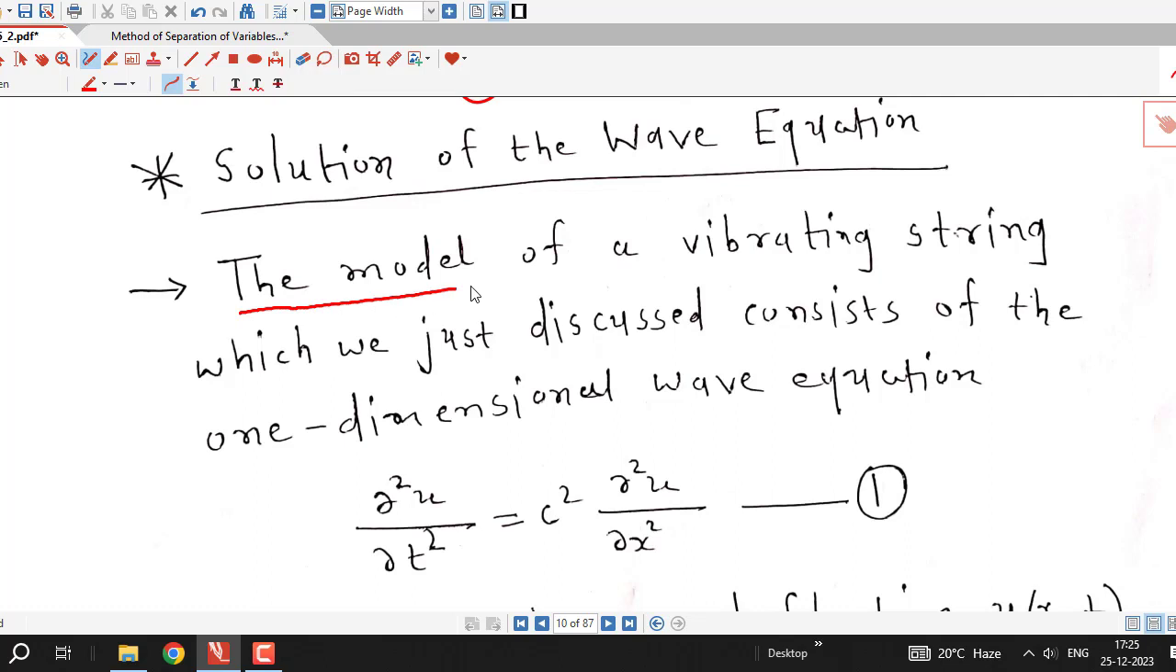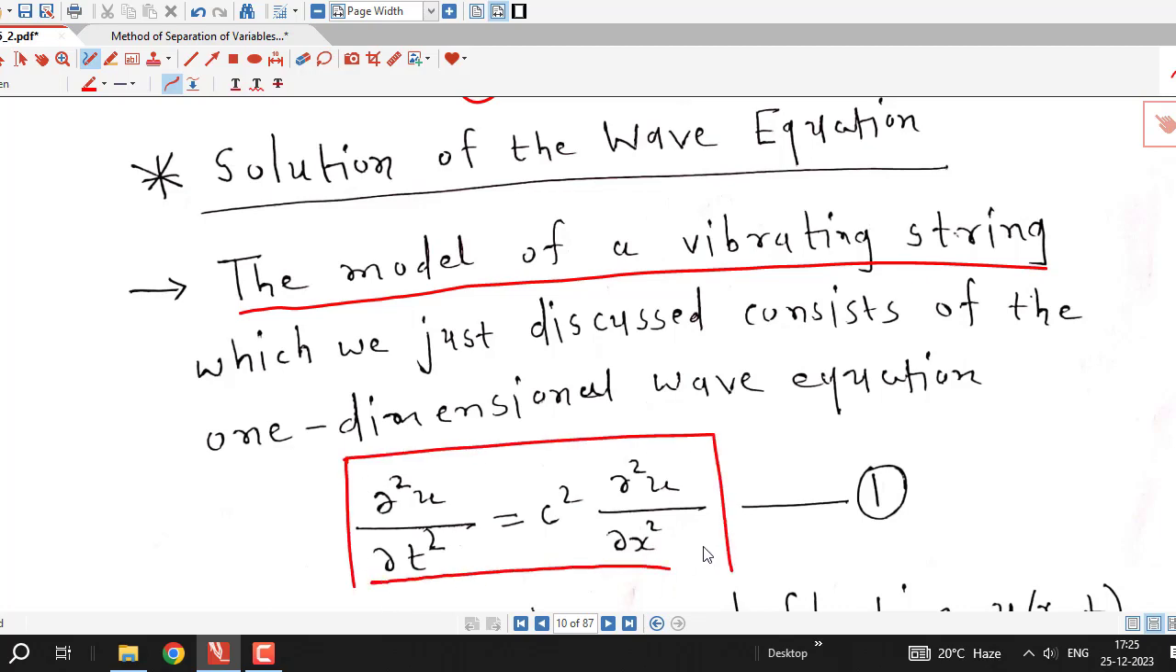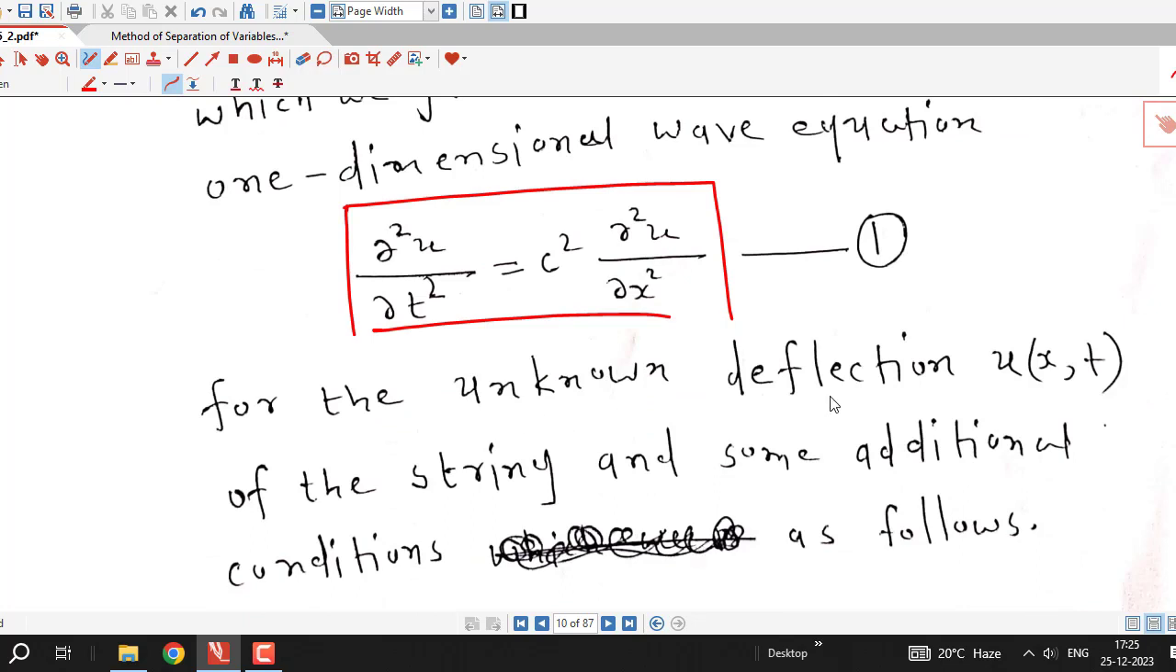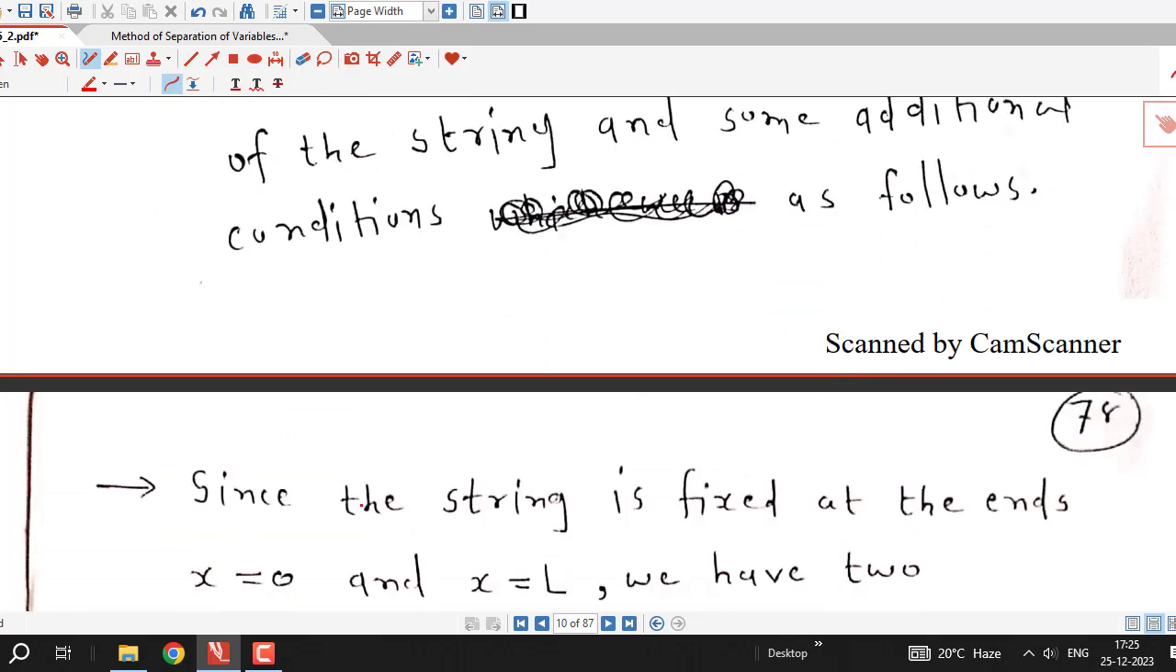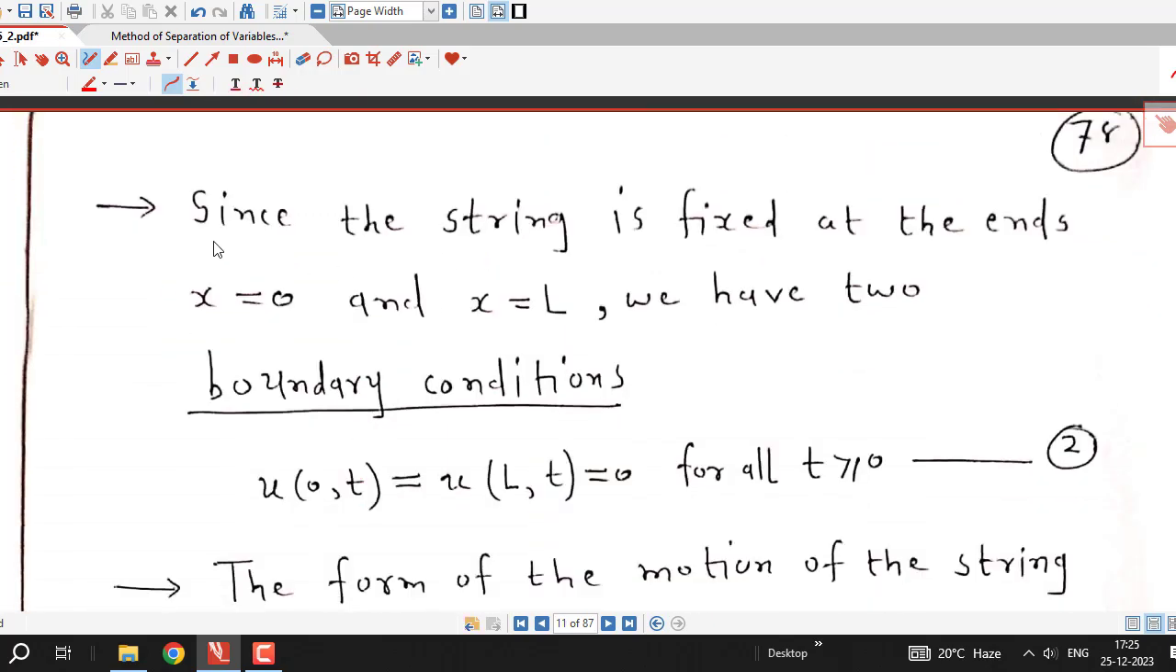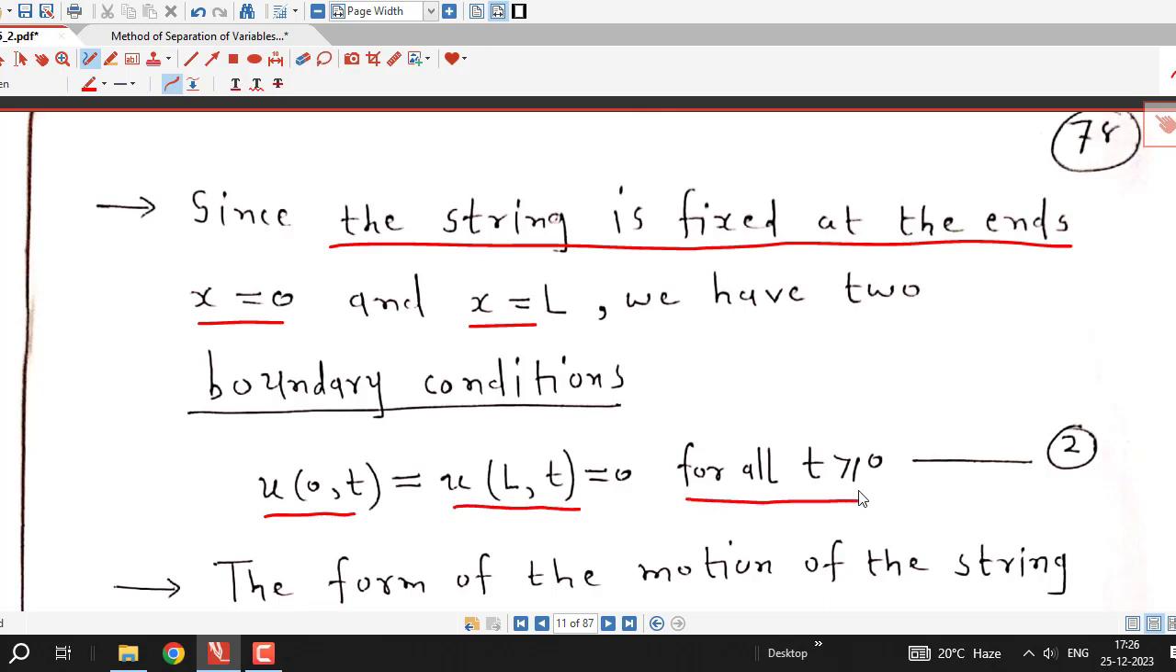Here I have written, the model of a vibrating string which we just discussed consists of the one-dimensional wave equation given by number 1. And here u is the unknown deflection. We want to determine the solution u, therefore it is the unknown deflection of the string, and we have some additional conditions as follows. As I discussed, the string is fixed at the ends x equal to 0 and x equal to L. Therefore, we have two boundary conditions, u(0,t) equal to u(L,t) equal to 0 for all t greater than or equal to 0.